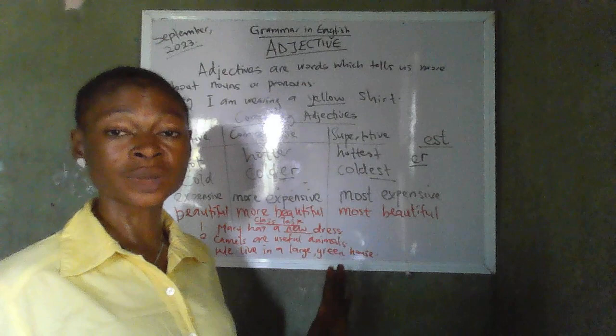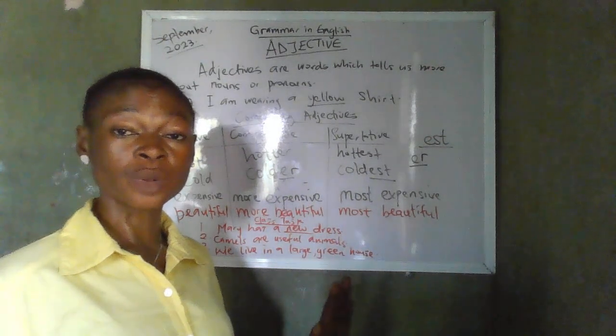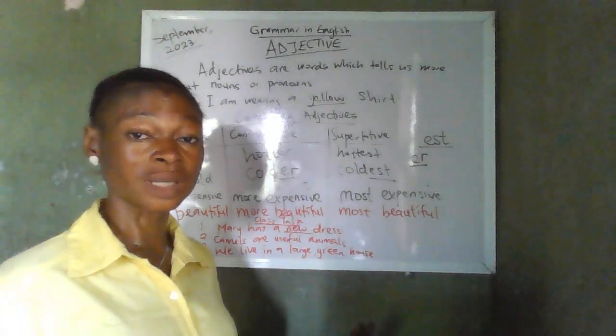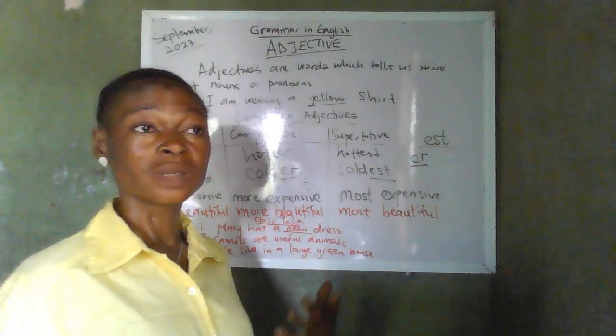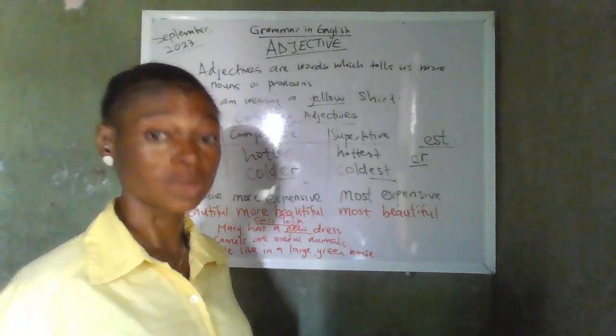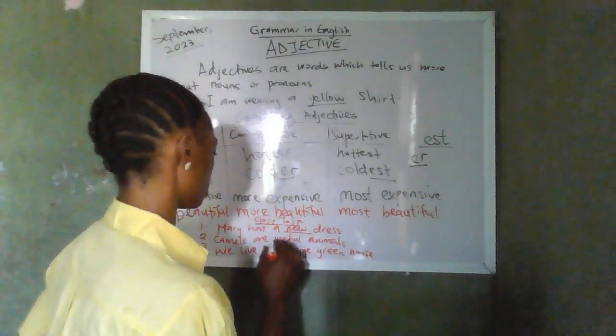Now moving on to the next sentence, we have camels are useful animals. Camels are animals, right? What kind of animals are they? They are useful animals. They're mainly used in transportation and so on. So they are useful animals.